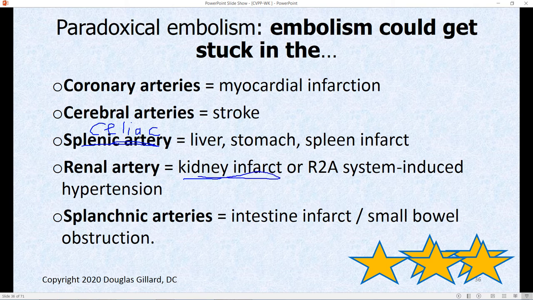What if it doesn't completely block the flow of blood? I asked this in the midterm lab lecture, and a lot of you missed this question. I was surprised. If it causes a decrease of blood flow to the kidney, what happens? Well, you get hypertension, right? The RAAS system turns on, and you get hypertension. Or it goes in the splanchnic arteries, and you get an infarct of the intestine and a small bowel obstruction. So, these arterial embolisms are very, very dangerous.